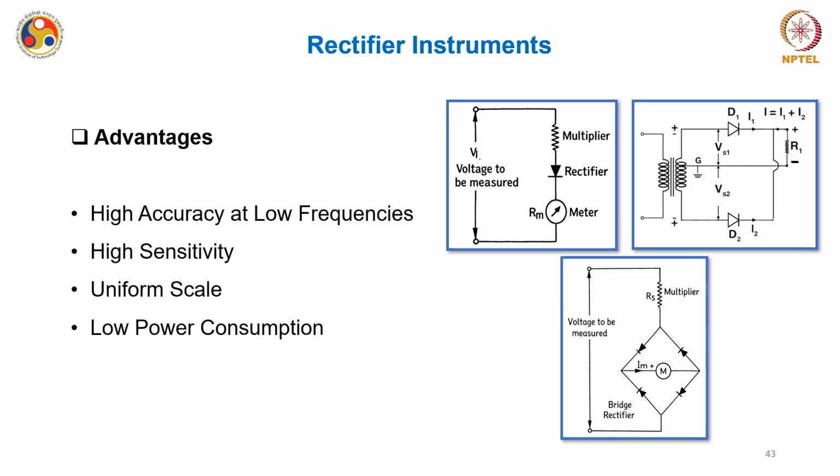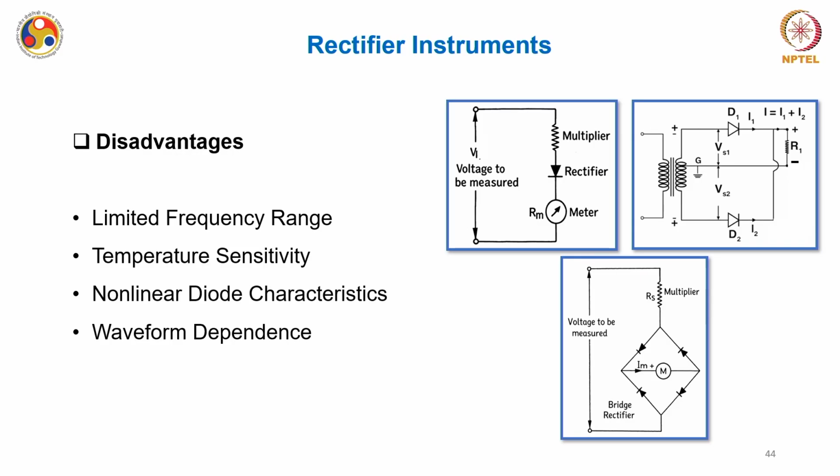These instruments have high accuracies even at lower frequencies. You can also achieve high sensitivity and uniform scale. The meter consumes very low power, so these are certain advantages, while there are different disadvantages also, like they have a limited frequency range and the temperature sensitivity is not the great thing that you want in some instrument. So you want your device or instrument to be less sensitive towards any change in the ambient condition, be it temperature or humidity.